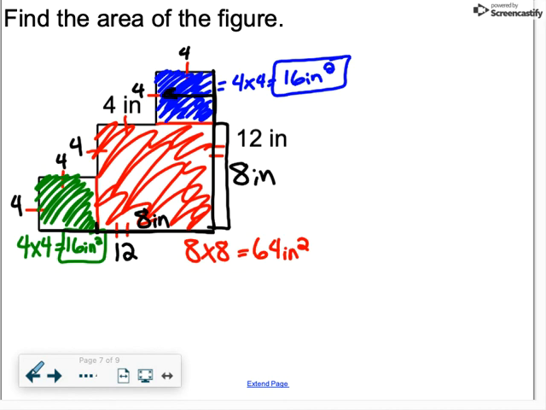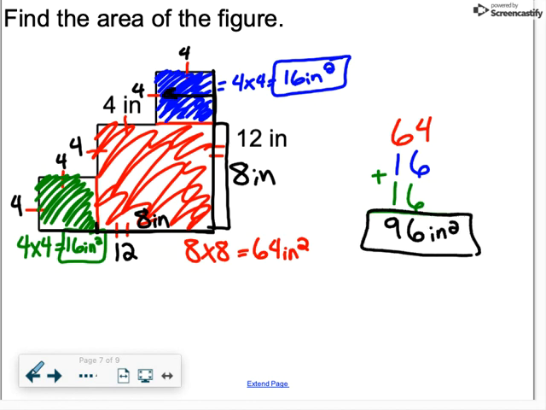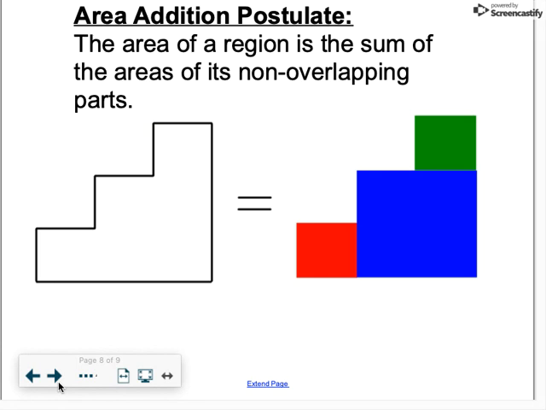And so we need to find the total area of the figure. Well, we're going to take our 3 numbers, our 64, our 16, and our 16, and we're going to add those 3 together, and we're going to find we get an answer of 96 inches squared. And again, looking at this slide here, the area of a region is the sum of the areas of its non-overlapping parts.